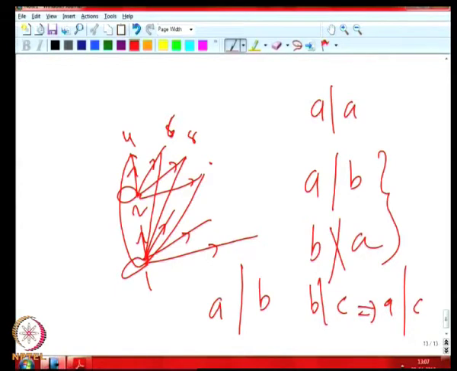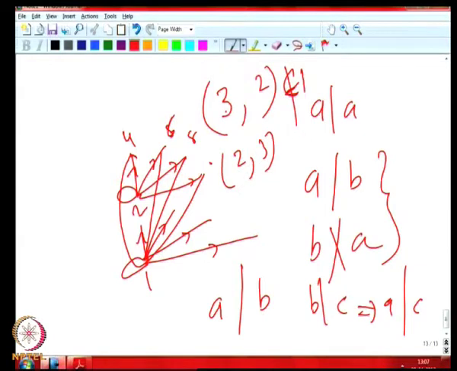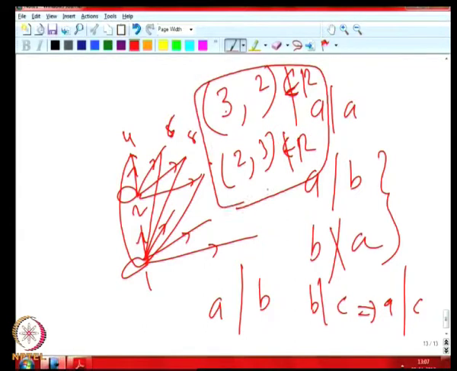So this is another example. Here definitely this is not a total order because there are many pairs which are not comparable. For instance, if we take 3 and 2, neither 3 divides 2 nor 2 divides 3. That means this is not in R, this is also not in R, right? Such pairs are here. Therefore, in this case we cannot say that this is a total order. I just gave another example where a partial order need not be a total order, right?